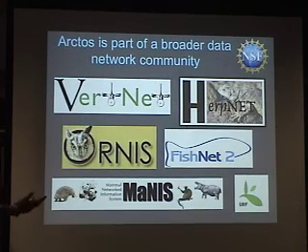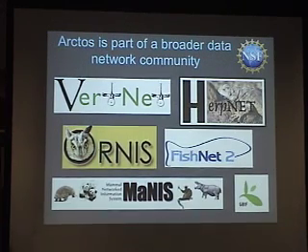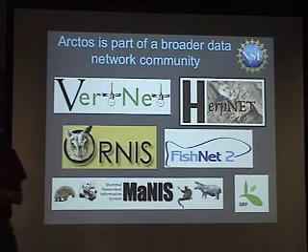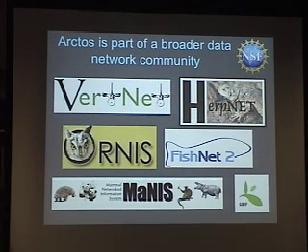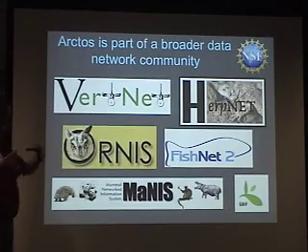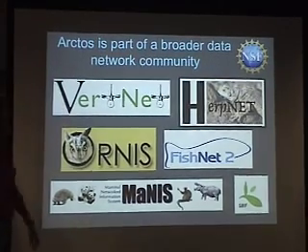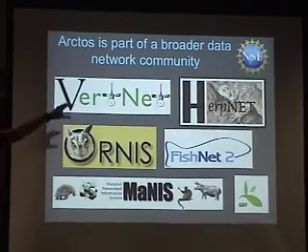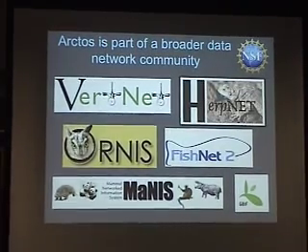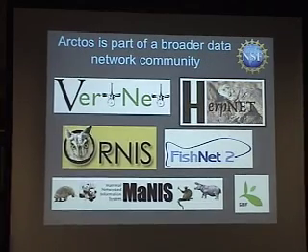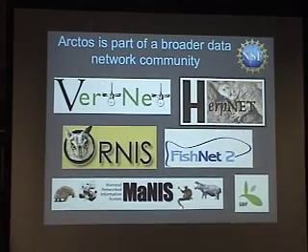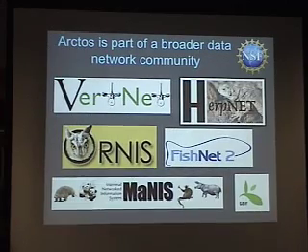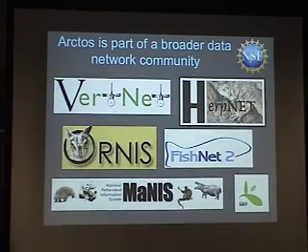It's important to also emphasize that Arctos is part of the broader data network community. Most of you are probably familiar with ORNIS, MaNIS, HerpNET, FishNet, maybe not so much, but FishNet as well. These 4 distributed data networks are now being merged under a single project called VertNet. These are all NSF funded. VertNet's an active project. We just got funding in May to do that. And right now there's 72 institutions, I believe, and 74 institutions, and something like 84 million records in VertNet.